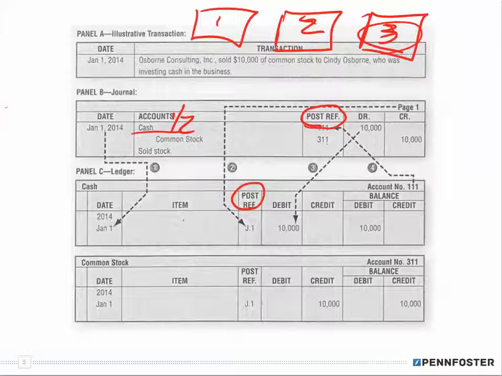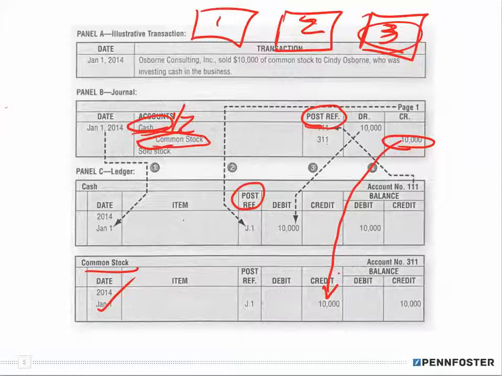Now, we posted one half of this journal entry to cash. Well, we have two sides. We have the credit side, the common stock. So we have to come over to our common stock ledger account. Again, we put in the date. And since this here is a credit for 10,000, we have to write the credit in the credit column for 10,000 under common stock.